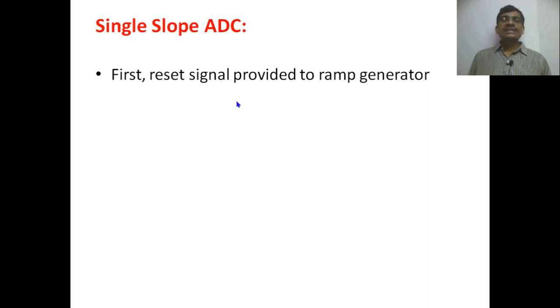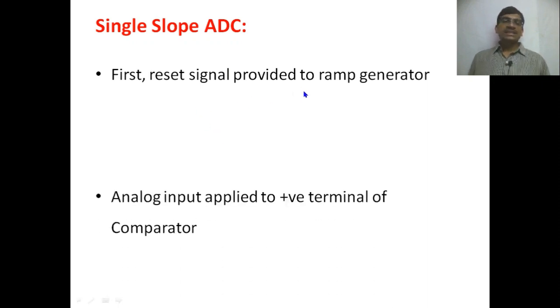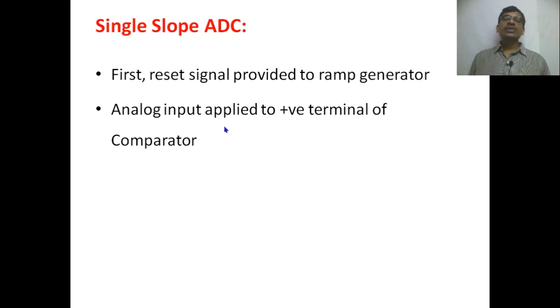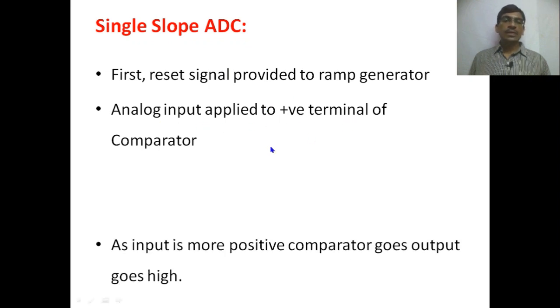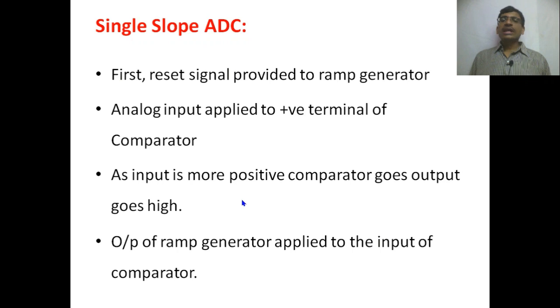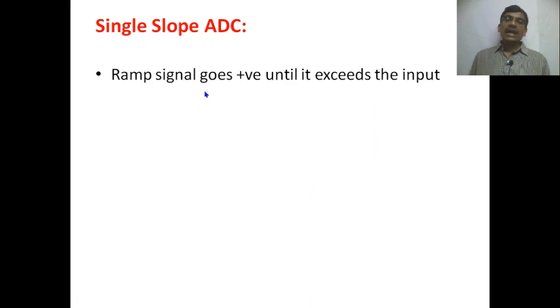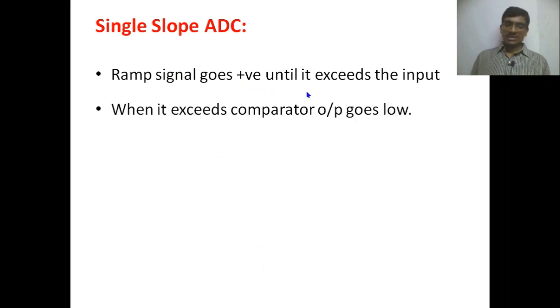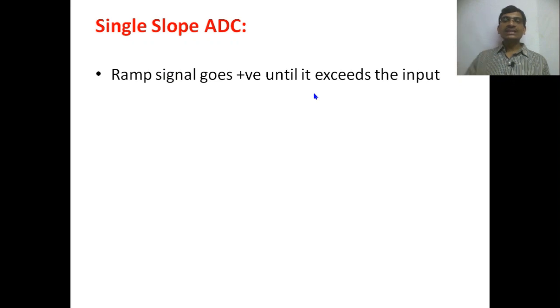First, a reset signal is provided to the ramp generator, and then the analog input is applied to the positive terminal of the comparator. As the input is more positive, the comparator output will go high. The output of the ramp generator is applied to the input of the comparator, and the ramp goes positive until it exceeds the input voltage. The ramp signal will increase until it exceeds the input voltage.